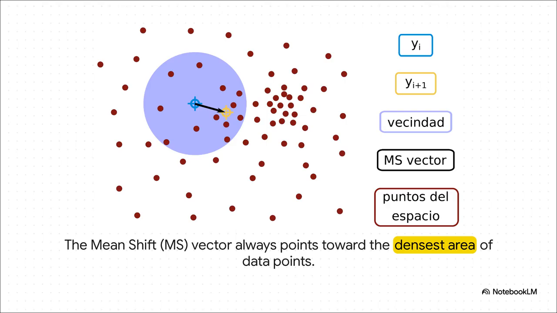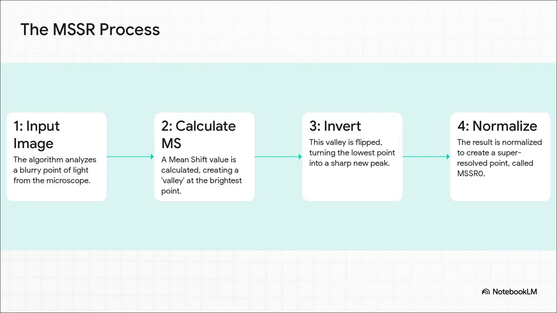But here's the twist. For MSSR, the algorithm uses this idea in a brilliantly counterintuitive way. It's basically a four-step process. First, the algorithm looks at one of those blurry spots of light.